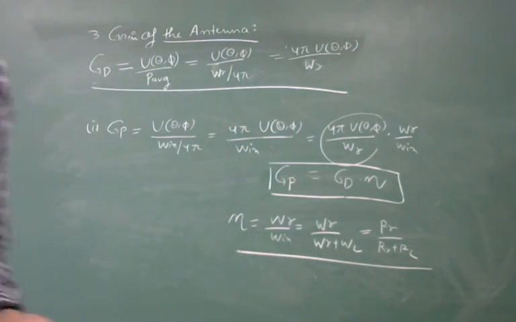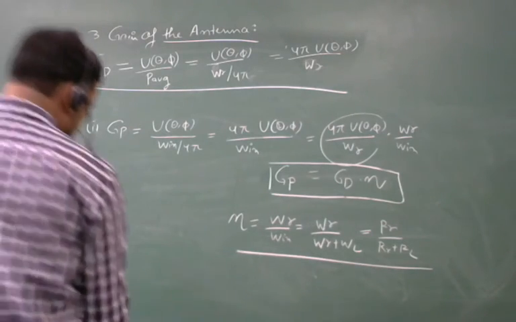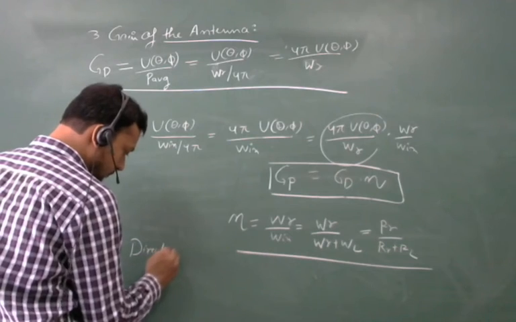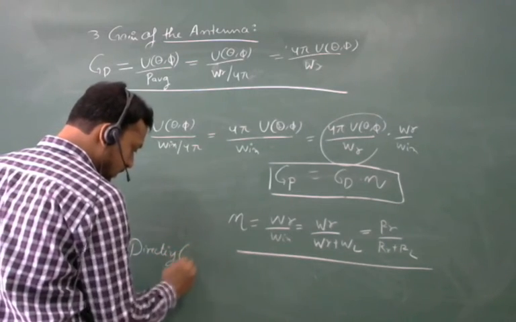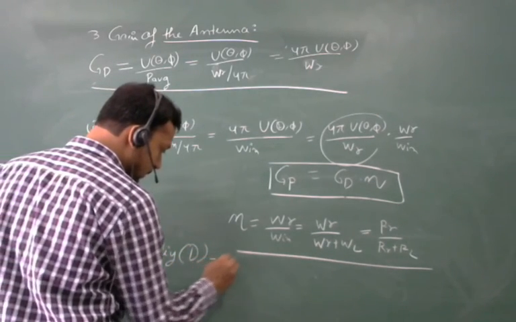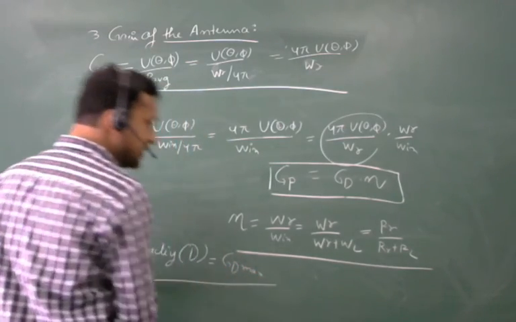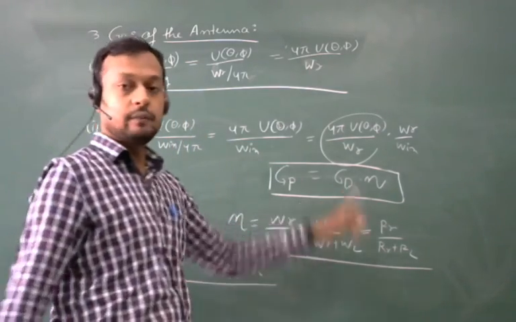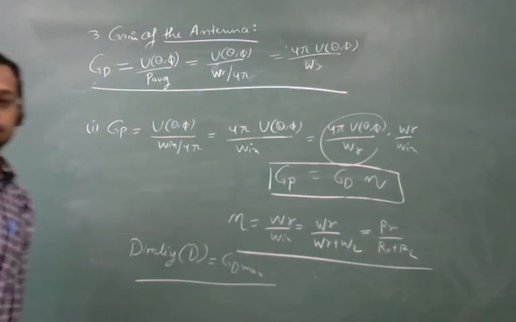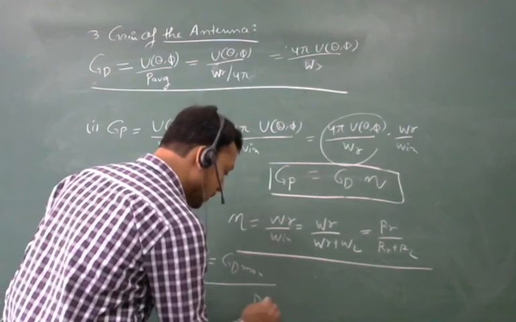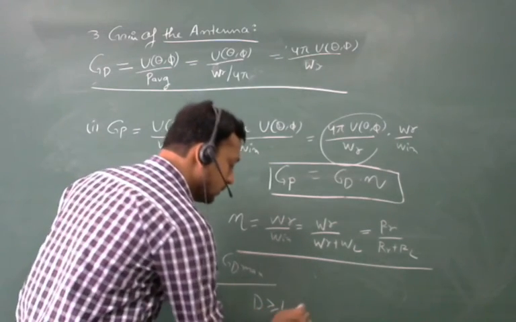Now, what is directivity? Directivity, which is denoted by capital D, is equal to G D max, that is, the maximum value of the directive gain. And its value is always greater than or equal to 1.